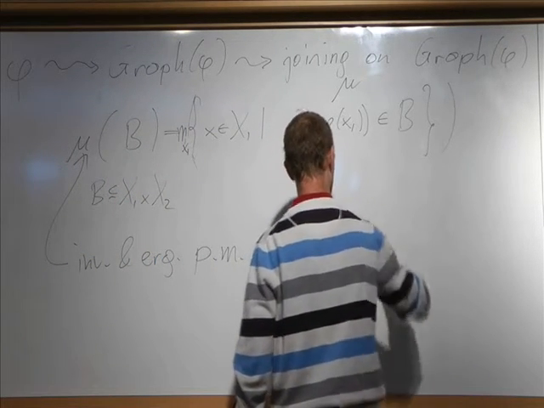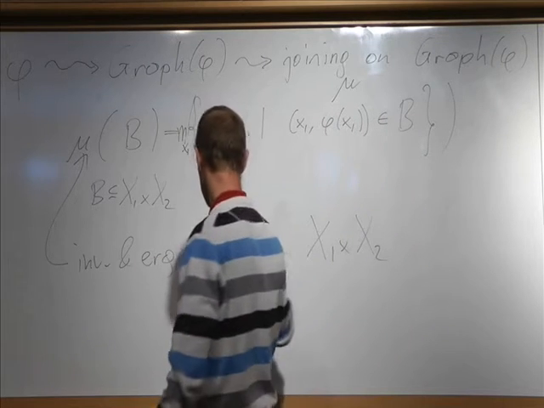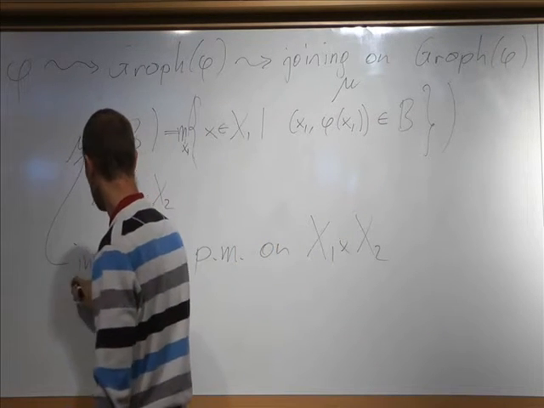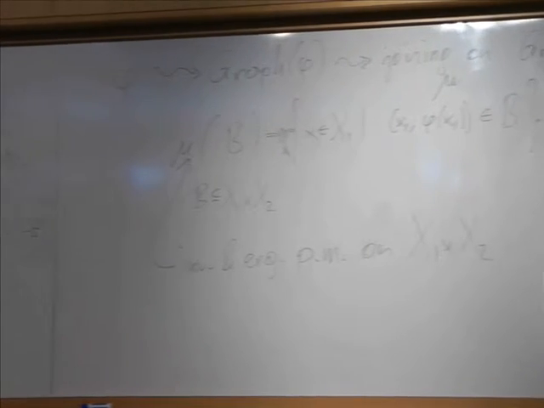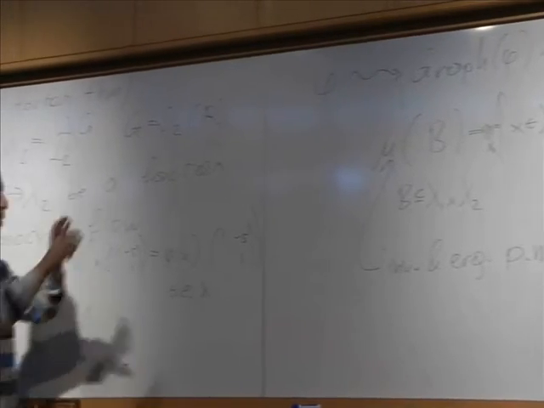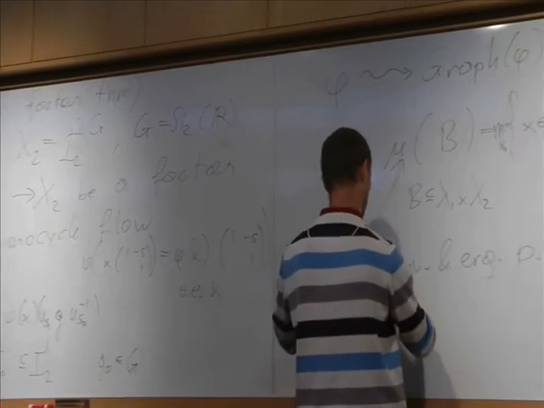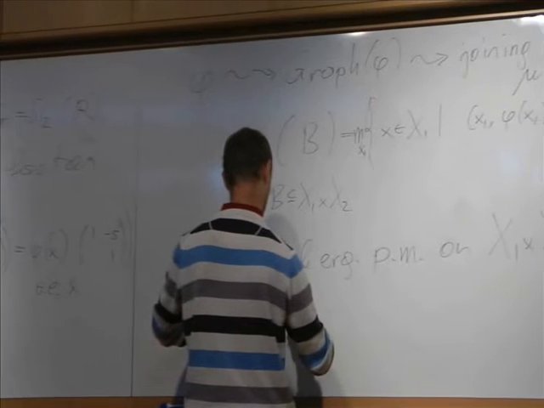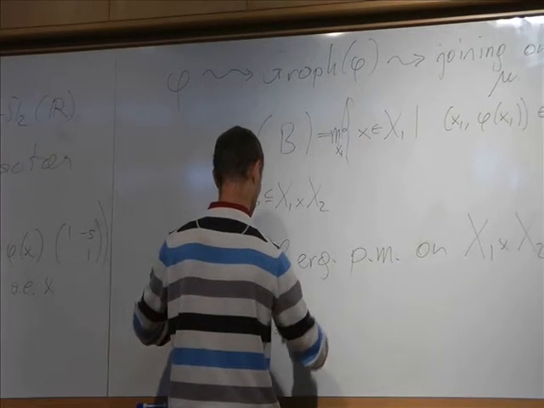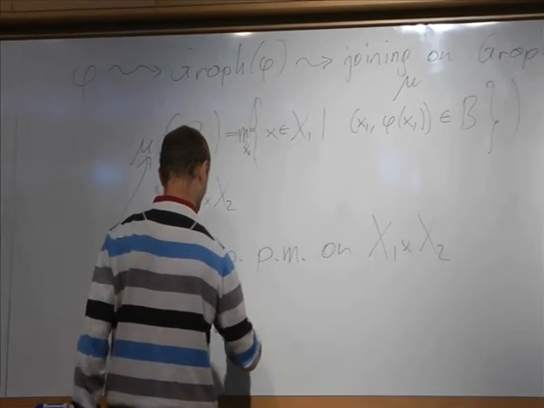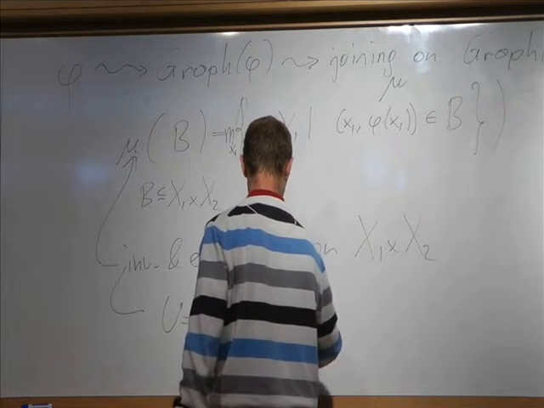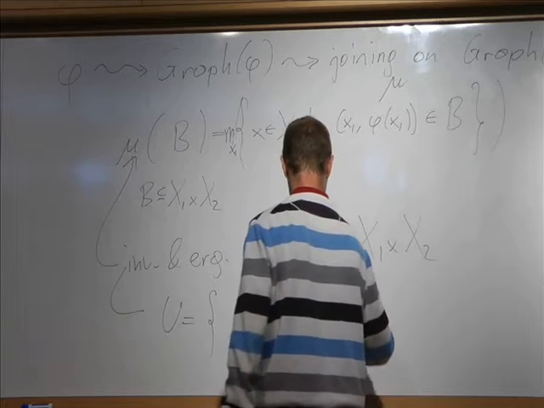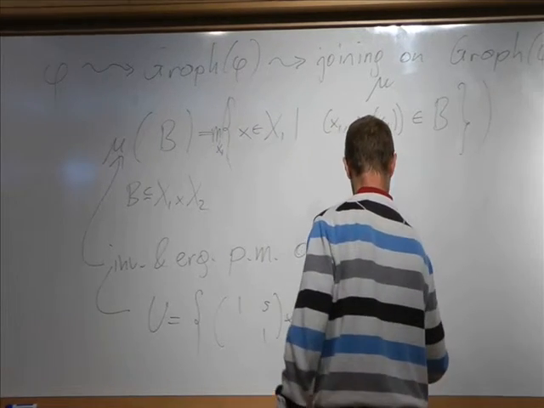On x1 cross x2, invariant and ergodic under what? Under the flow, but which flow? It's the diagonal horocycle flow. Of course, that looks like a contradiction, but I have a product space, right? So let me write U maybe for this group. U is the group 1 minus S, or 1 S 1, cross 1 S 1, S in R.